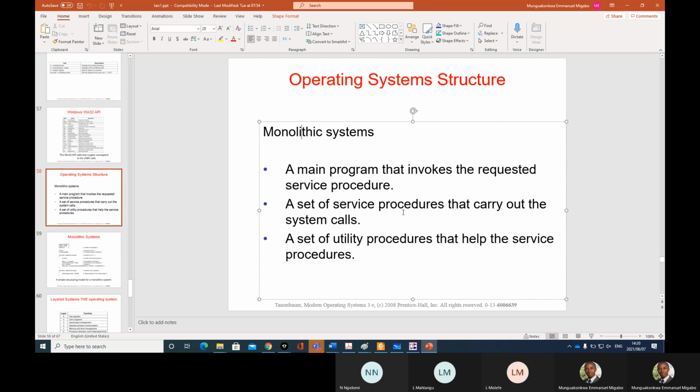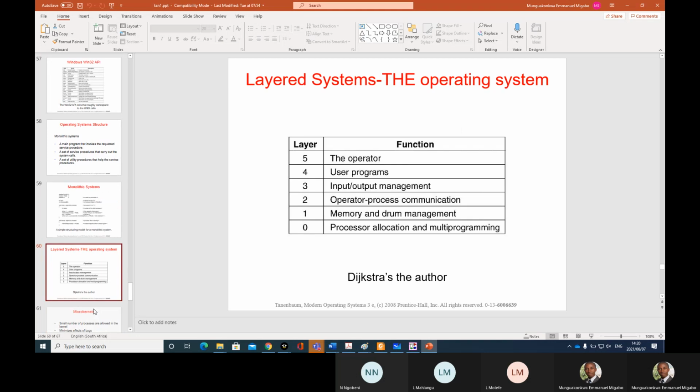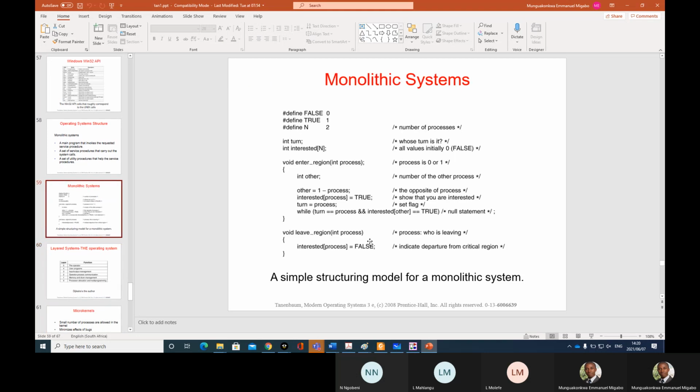There is a set of service procedures that carry out the system calls, but they are all called from the main program. And there is a set of utility procedures that help the service procedures. So we've got the main program, service procedures, and utility procedures in a monolithic type of operating system. Okay, there is an example. We have normally a main function.